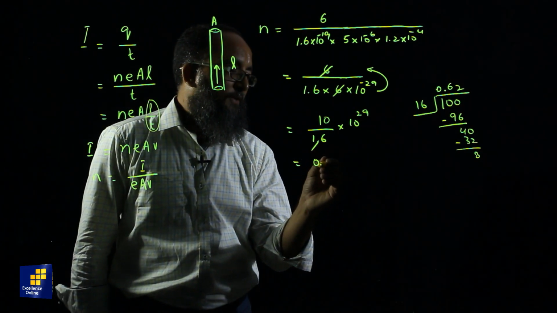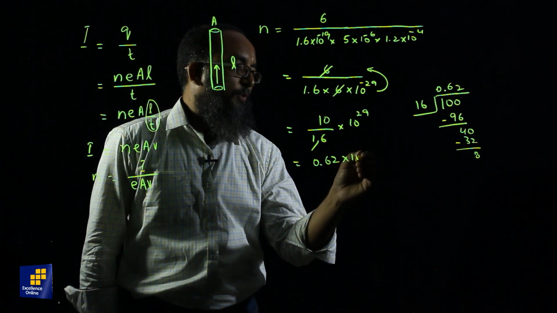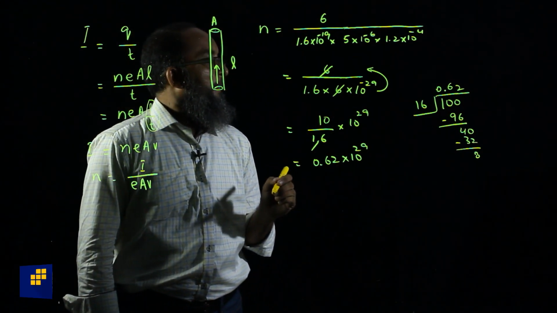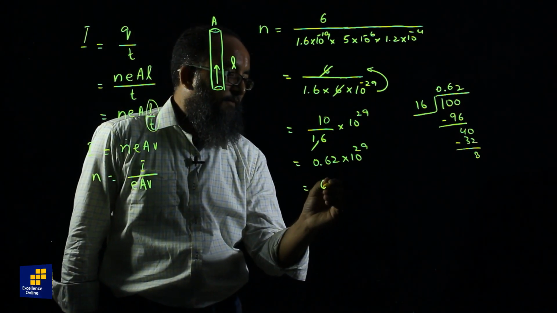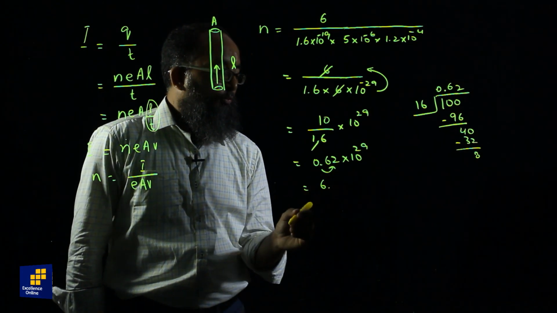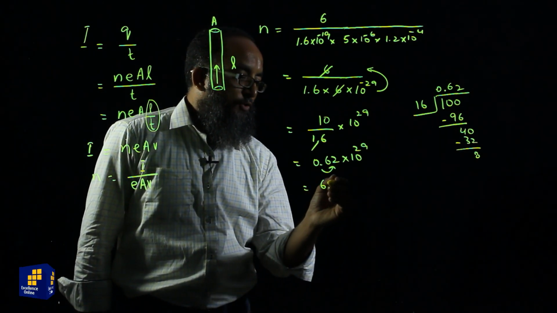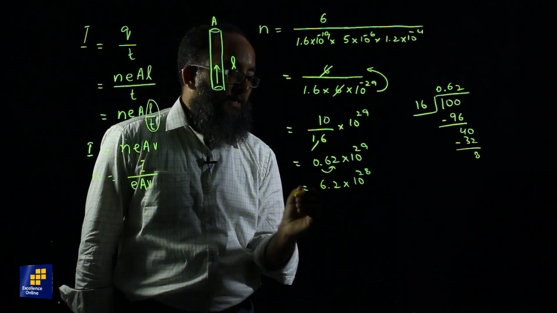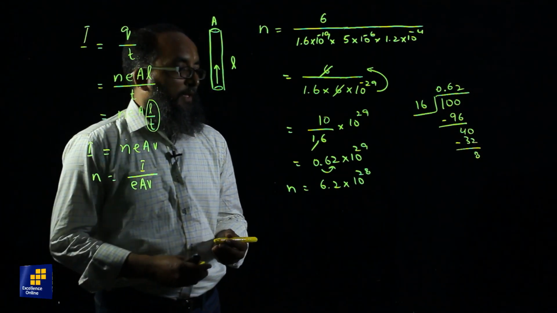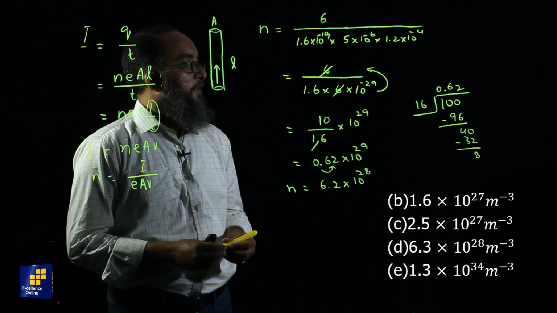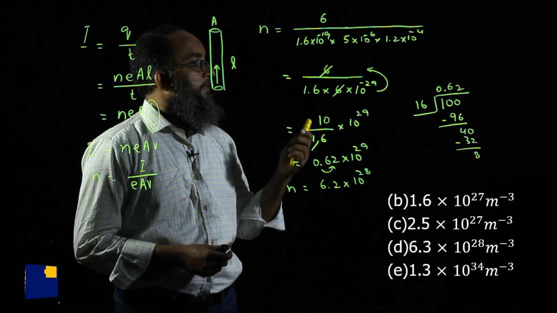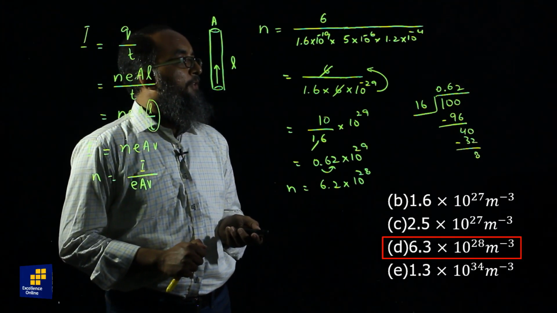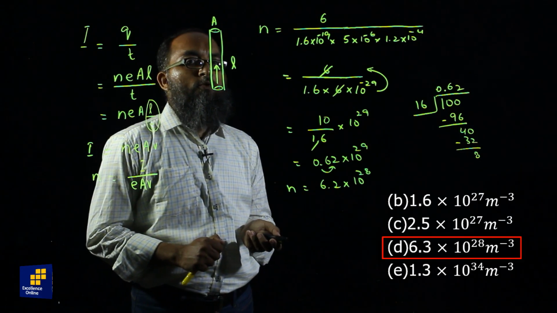We get 0.62 × 10^29. अगर आप option देखें, all the options are in scientific notation, so we will have 6.2. I move the decimal point rightward 1 digit, so we have 6.2 × 10^28 electrons. अगर आप options पे नज़र डालें तो 6.2 का closest answer is 6.3. The correct option is D, 6.3 × 10^28 electrons per meter cube.